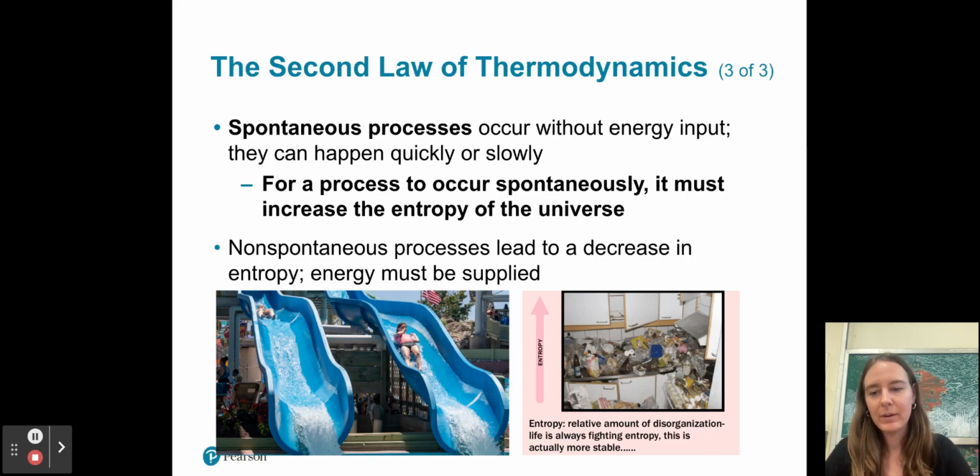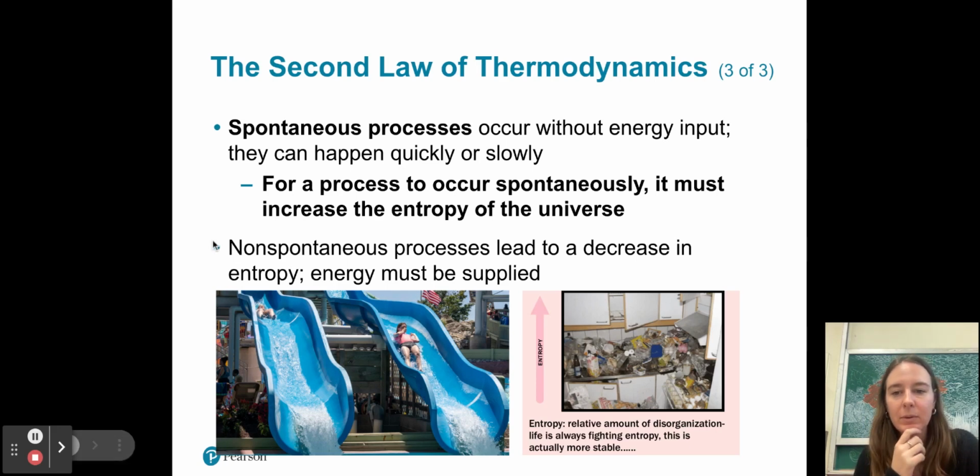So, for example, iron that's exposed to oxygen will turn into rust, but that doesn't happen really quickly. That can happen over many, many years. But that is a spontaneous process. Basically, when you think about the idea of spontaneous processes, they're processes or reactions that occur without any extra energy input. Now, for a process to occur spontaneously, it must increase the entropy of the universe. And we'll give examples of that.